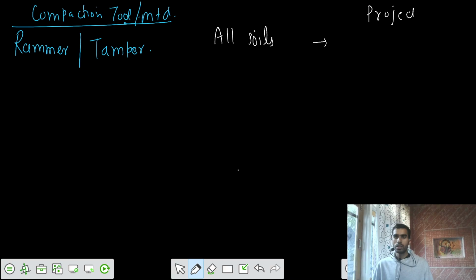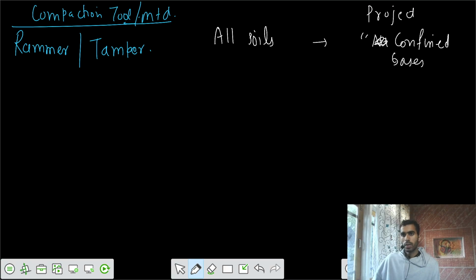If the nature of the project is such that the site is narrow, we can write confined areas. If the area is confined, similar to basements, or if there is a little bit of fill near the basements, behind the retaining walls, those are confined areas. At those projects we can use a rammer and tamper for all kinds of soils.